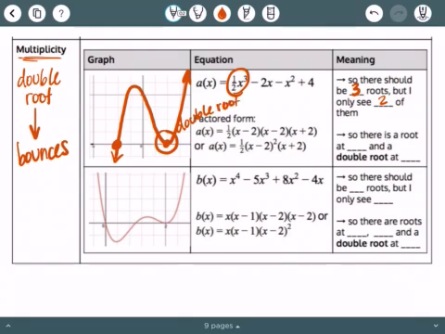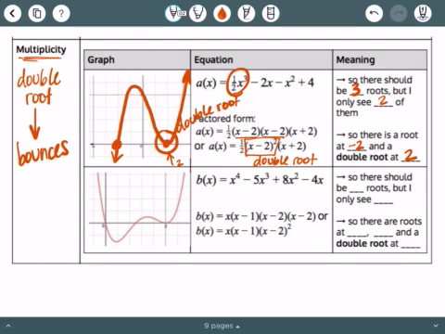I can see that in my factored form by looking for a place where the factor is written 2 times. So I see x minus 2 is written twice. That's going to be this one at positive 2. Or I sometimes see it written with this squared notation. That means that there are 2 of those. That's how we see a double root in the equation. So there's a root at negative 2, right? And there's a double root at positive 2, that place where it bounces.